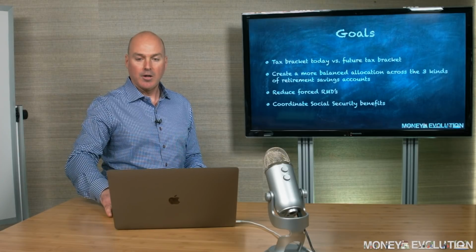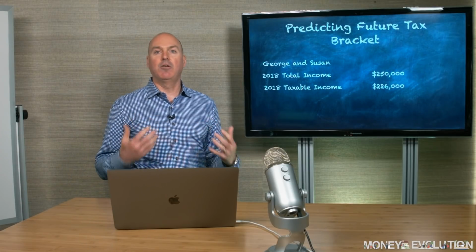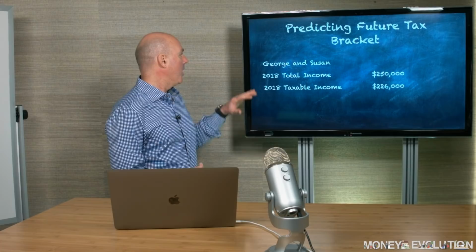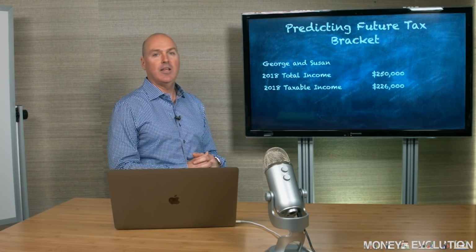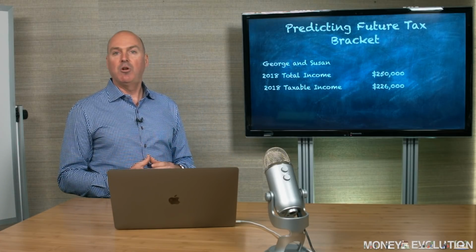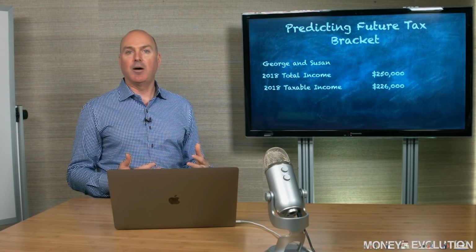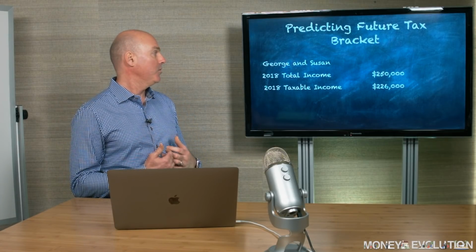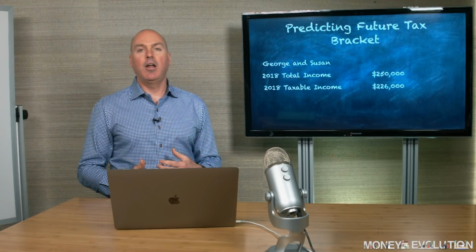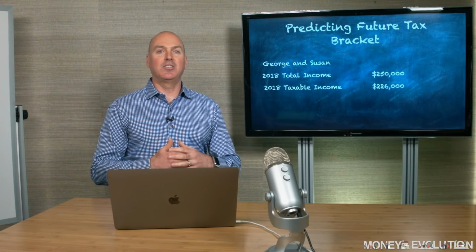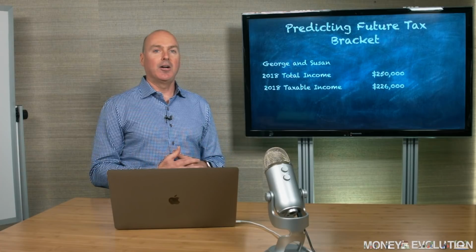And so with that, let's talk about predicting your future tax bracket. So we talked about George and Susan. Their 2018 total income was $250,000 for the year. We're going to say that their taxable income, the amount that's subject to tax, is $226,000. And all we did there was just subtract the standard deduction off of that total income.